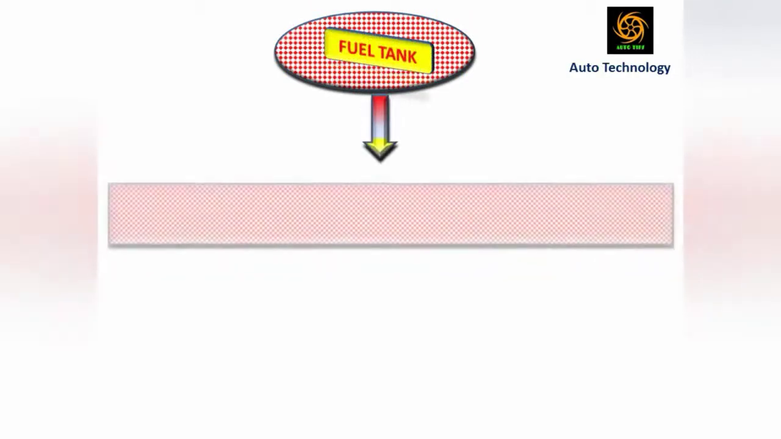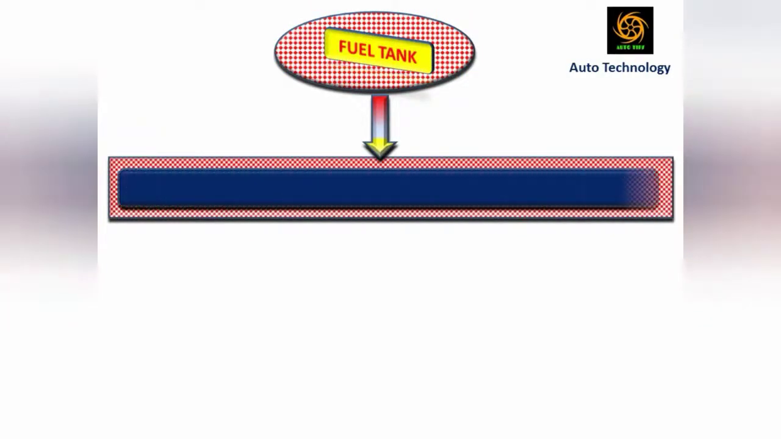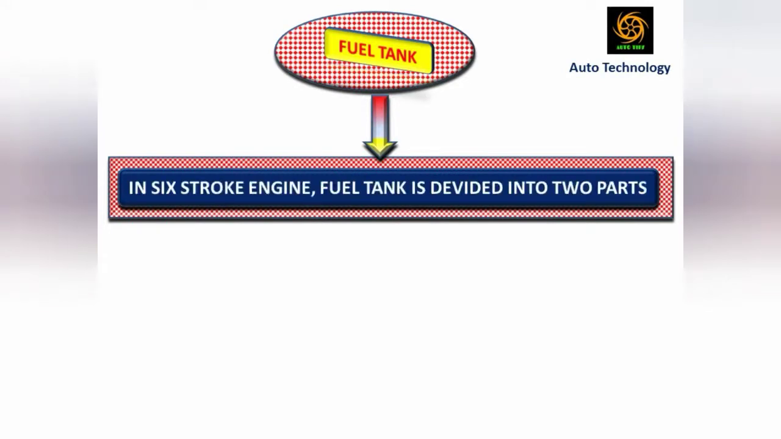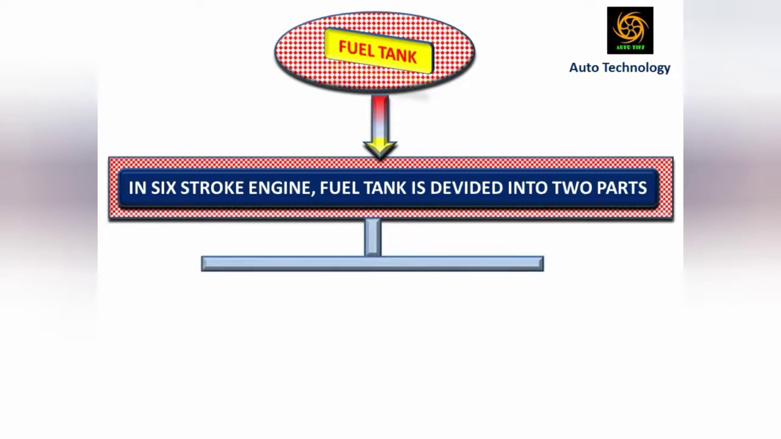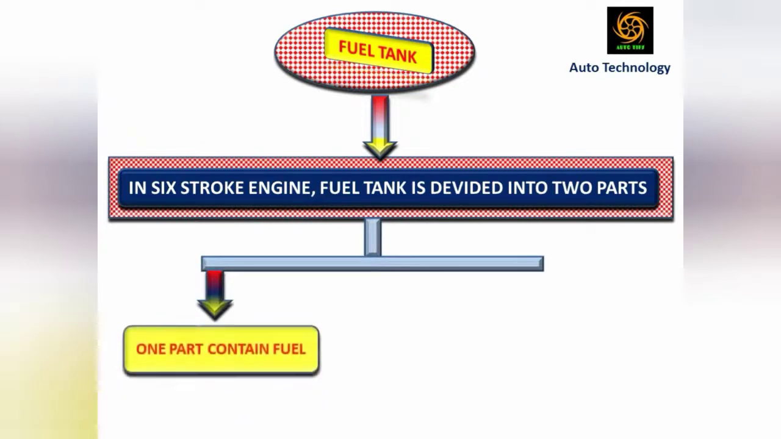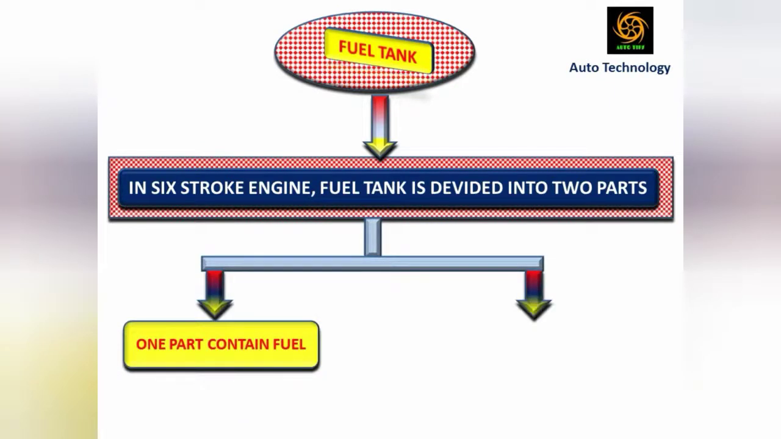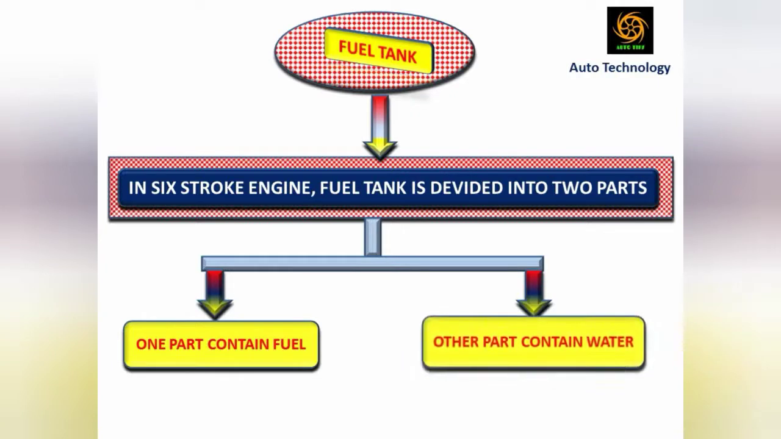Fuel tank modification. We know in the six-stroke engine, the main power stroke is obtained by fuel burning and the additional power stroke is obtained by water vaporization. So in the six-stroke engine, the fuel tank is divided into 2 parts. One part contains fuel and the other part contains water.